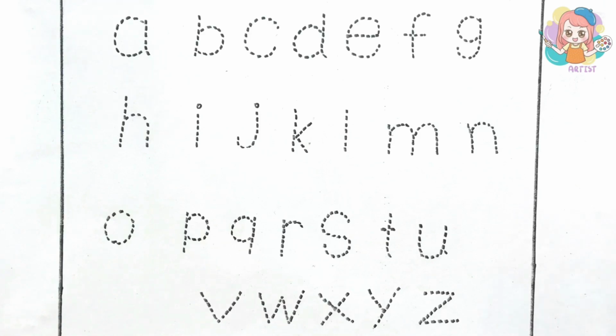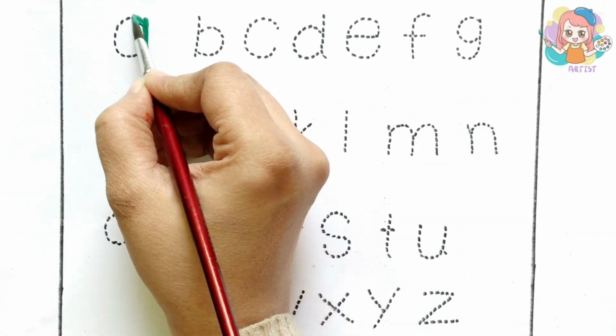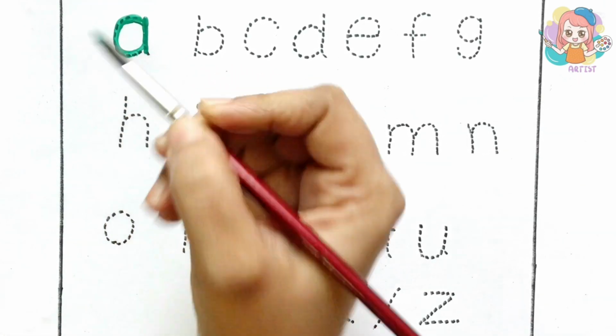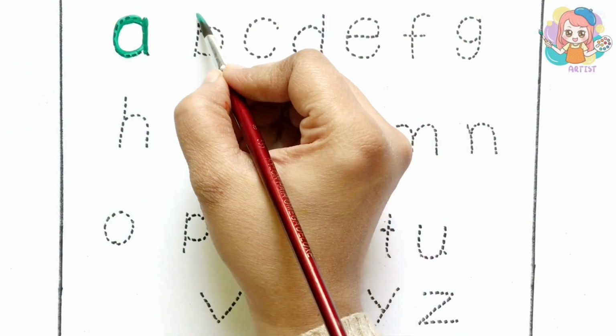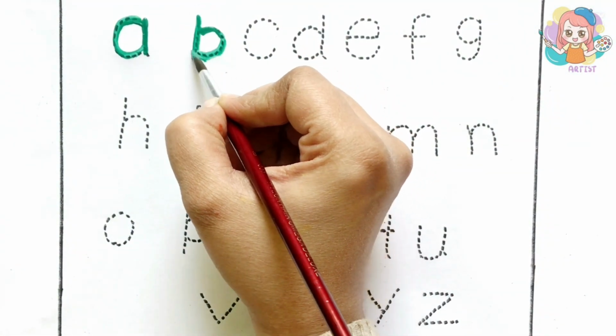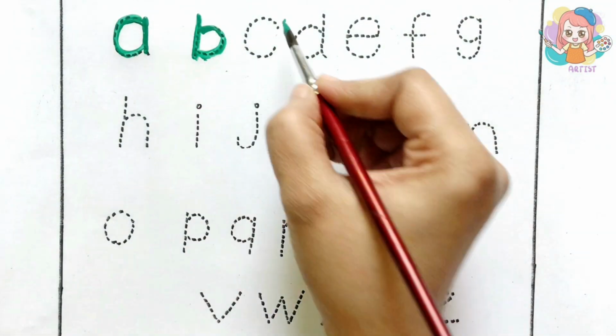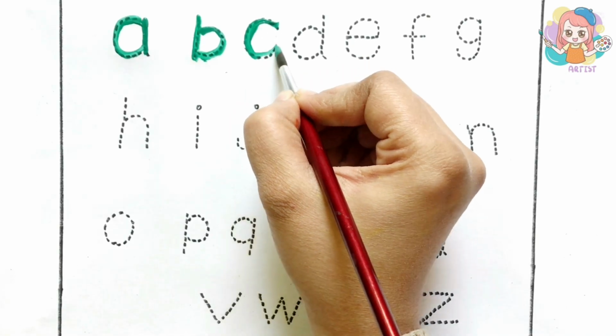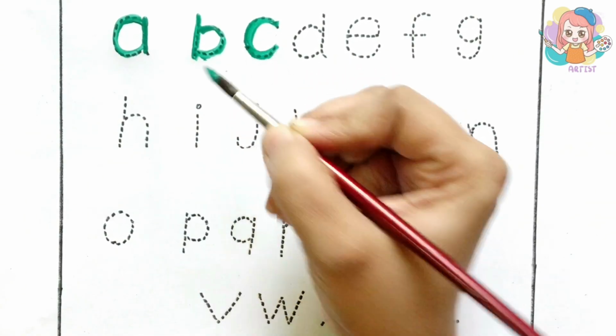Lowercase letter A. A is for apple. B. B is for balloon. C. C is for cat.